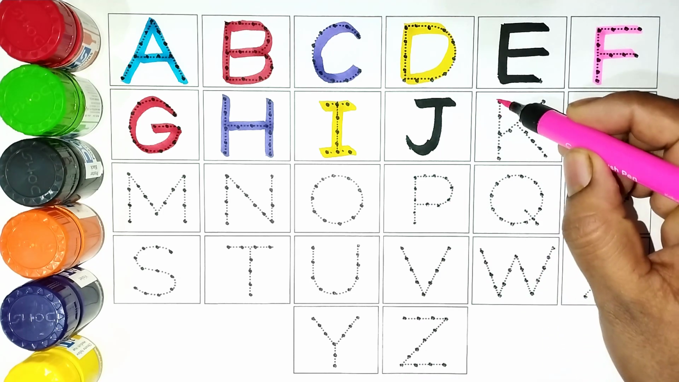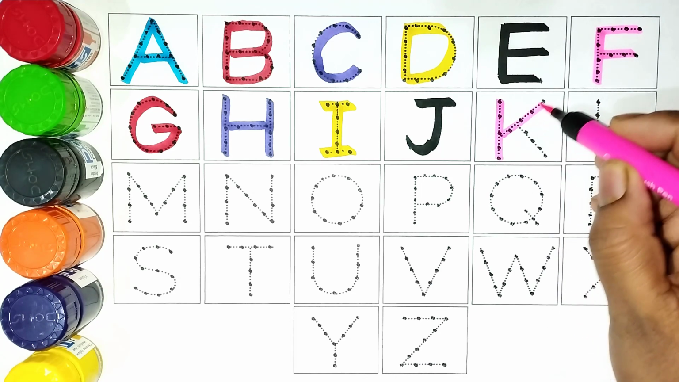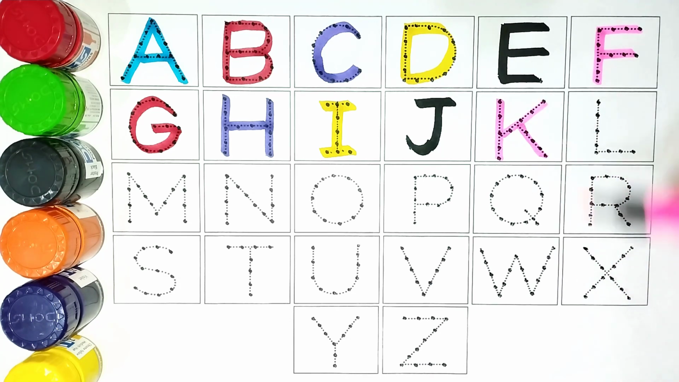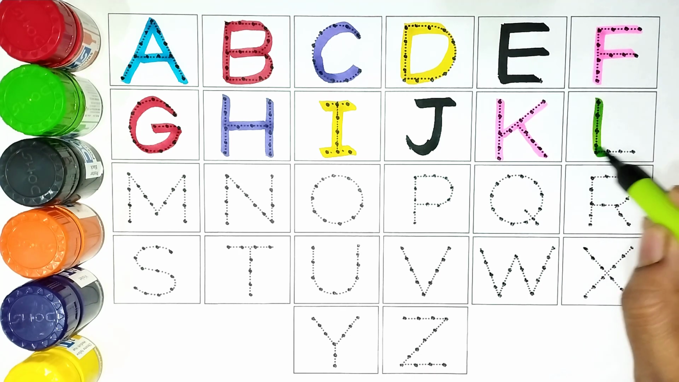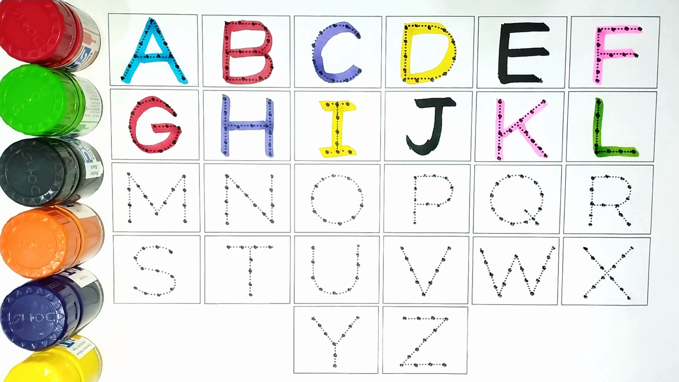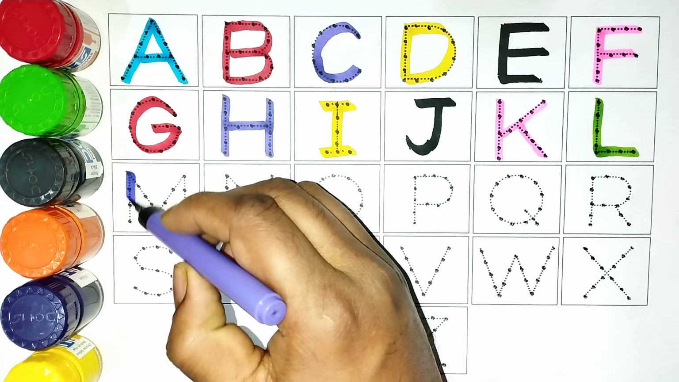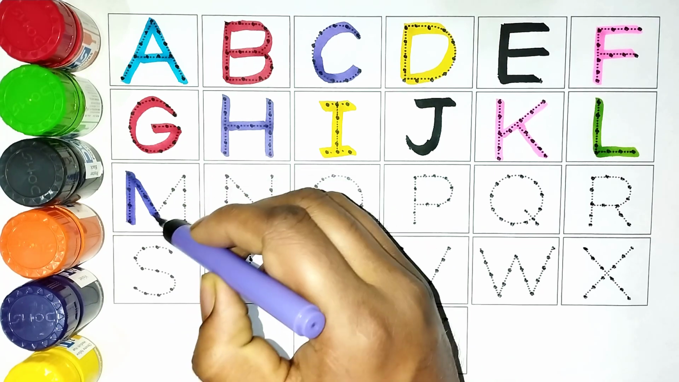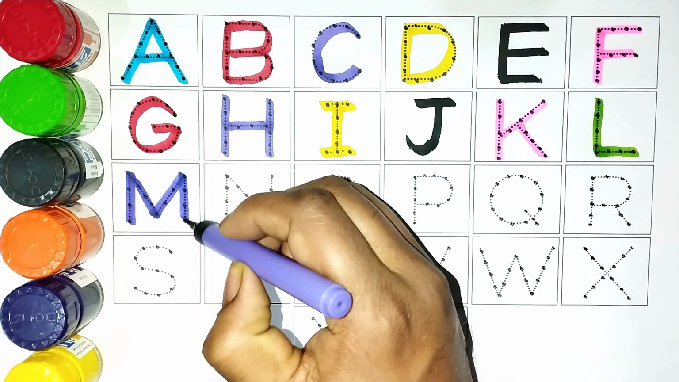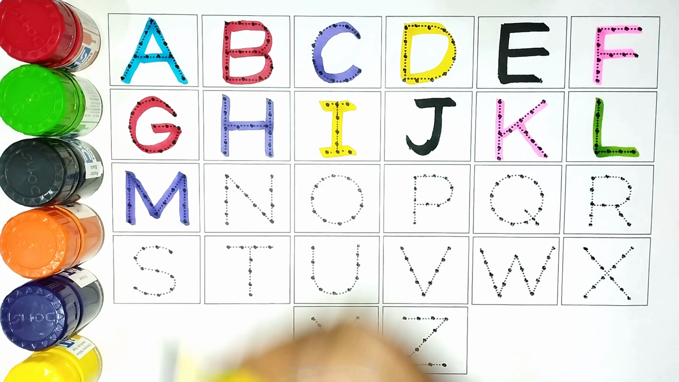Pink color, K for kite. Light green color, L for lion. Purple color, M for mouse.